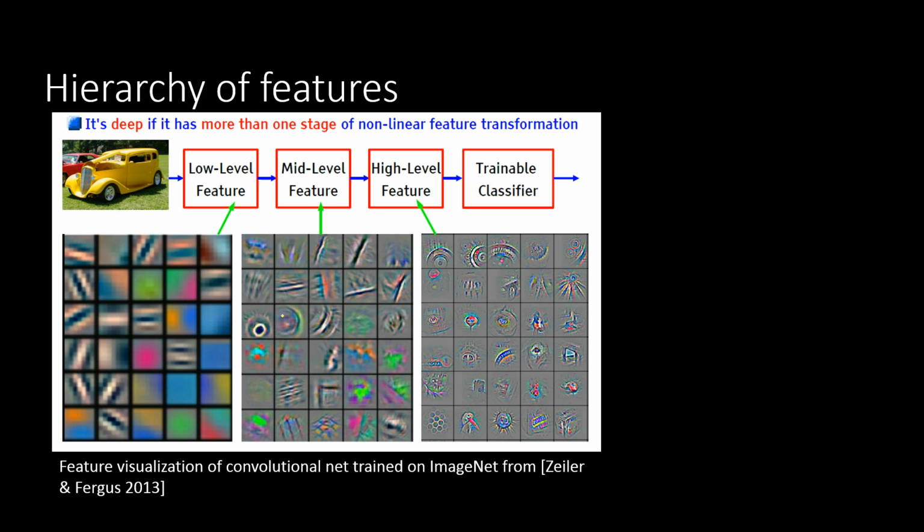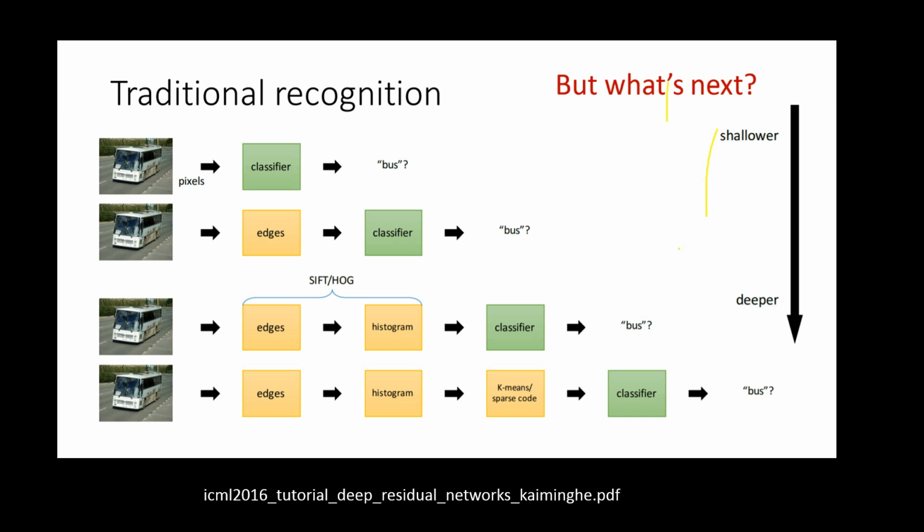They are able to see that the layers are actually learning different features at different depths, a hierarchy of features. So if we move from a shallower to a deeper network, let's say initially we have just pixels, we apply a classifier and we say bus, but it was obviously not robust. Then we go for some features like edges and put a classifier, but edges alone are not very good features.